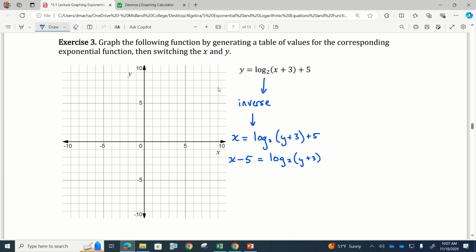I need to get rid of the logarithm base 2 in order to solve for y. I need to compose the exponent base 2 with both sides of this function. Because on the right side, when I do the exponent base 2 of the logarithm base 2 of y plus 3, that's going to simplify to y plus 3. And then lastly, to solve for y, I subtract 3.